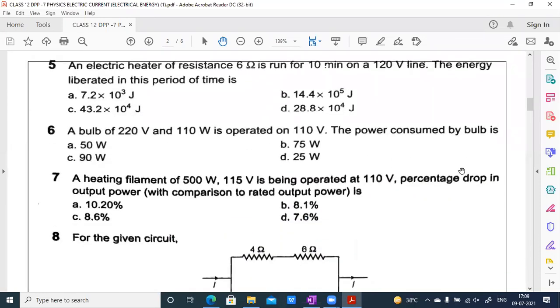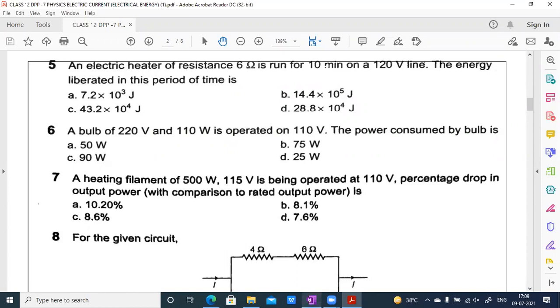Question number 6. क्या था हमने last class? सर ये डीपीपी नहीं करी अभी. ये DPP. Okay, ठीक है. So question number 5, electrical heater of resistance 6 ohm is run for 10 minutes for on the 120 volt line. So total energy liberated, energy का formula था V square by R into T, I square RT और V into I. तो यहाँ पे V पता है, R पता है, T पता है, so we can calculate.